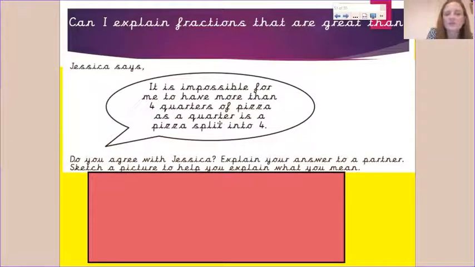You can divide the numbers both by the same amount. Right, let's have a look at this question. It says, Jessica says, it is important for me to have more than 4 quarters of pizza, as a quarter is a pizza split into 4. Do you agree with her? So do you think, yes, I agree with her, or no, I don't? And I want you to sketch a picture to help with this. And I will put something in there for us. So let's have a look. Get a pen.